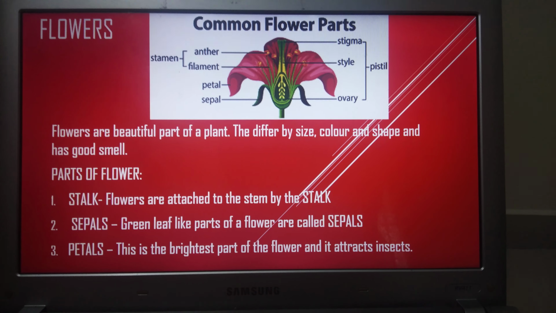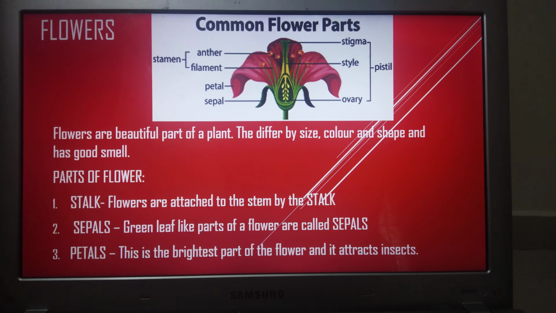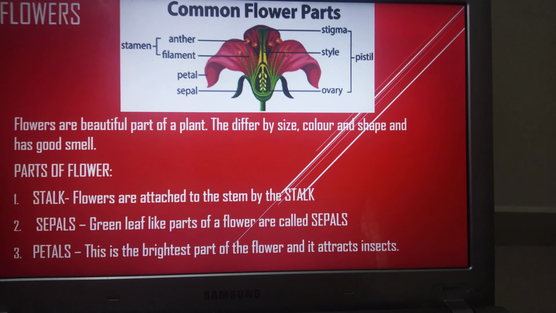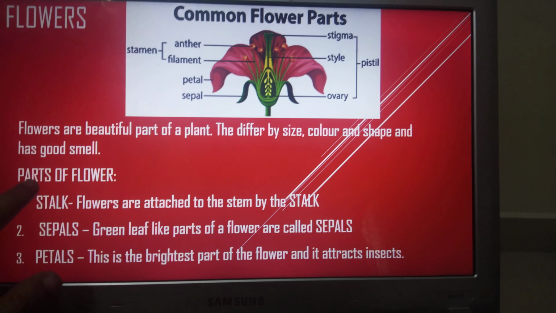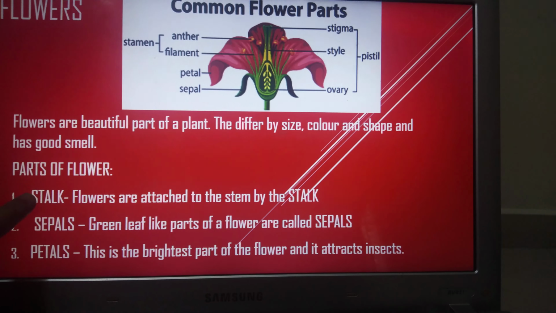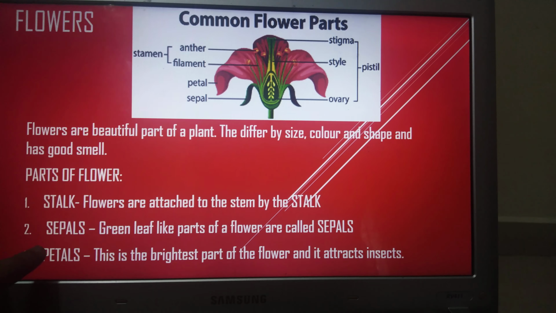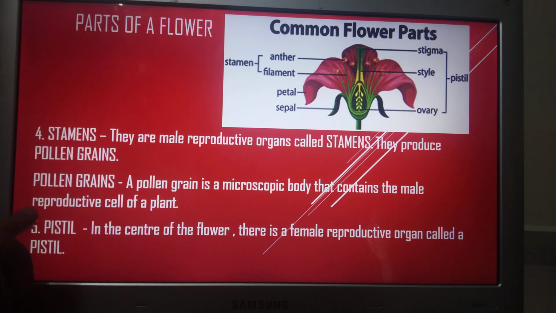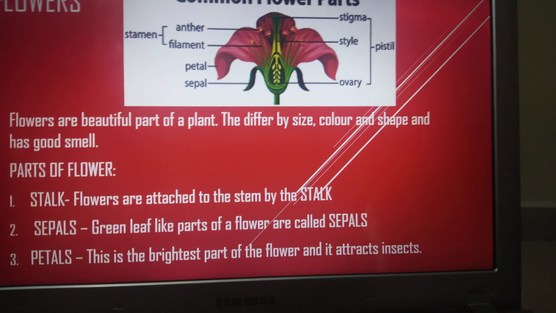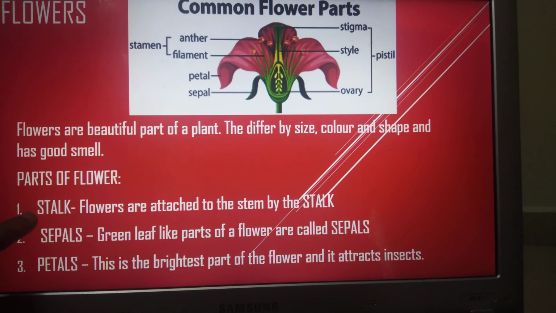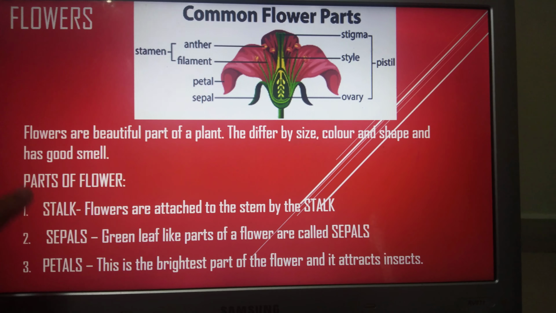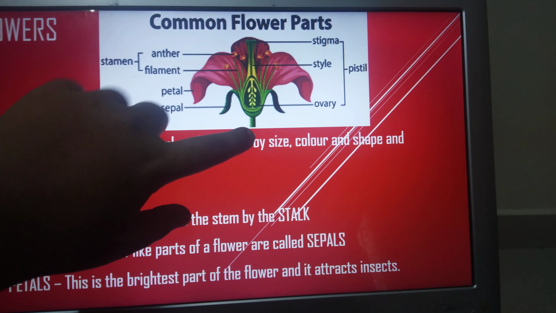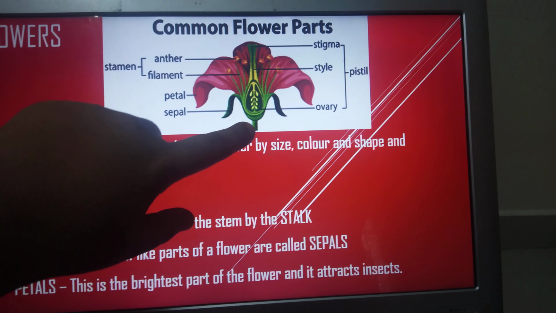Children, what did we see today? We saw the parts of the plant and the functions of a flower. So what are the parts of a flower? Stalk, sepals, petals, stamens and pistil. So what is stalk? Stalk is a stem which is attached to the flower.